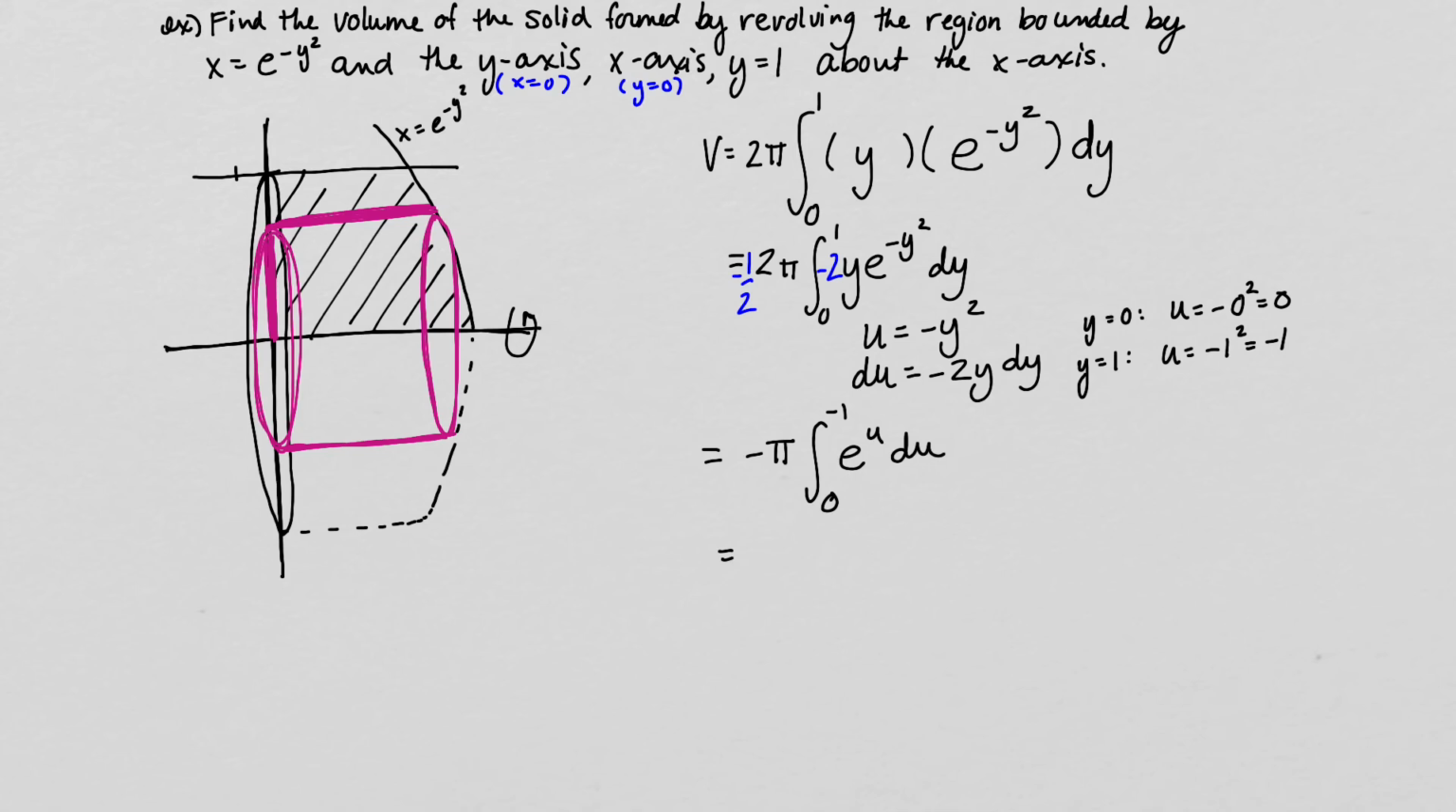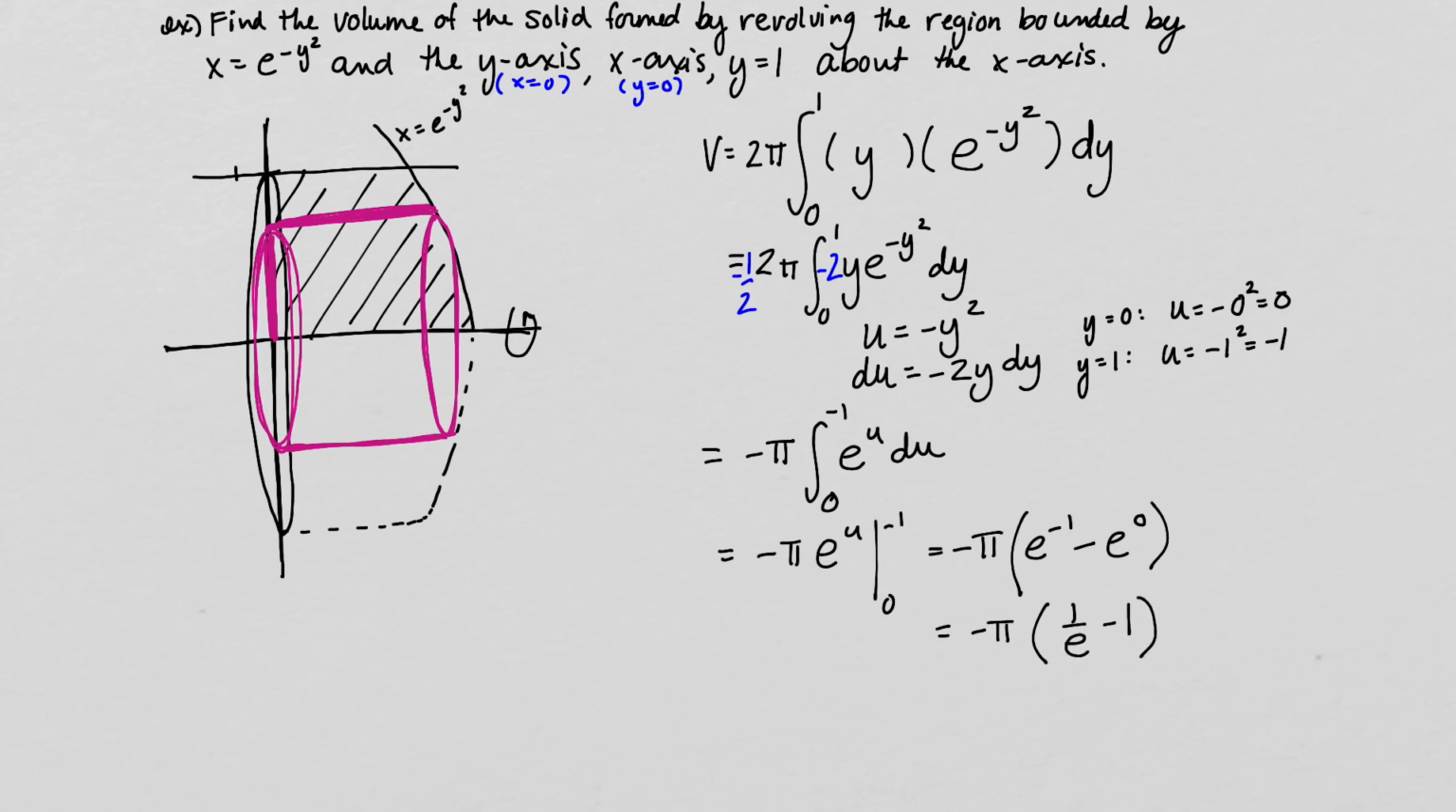And then the integral of e to the u is just e to the u. So I have minus pi e to the u evaluated from 0 to negative 1. So we've got minus pi times, if I drop in the negative 1, e to the negative 1 minus e to the 0. So we have minus pi times 1 over e minus 1. And I would just leave the answer like that.